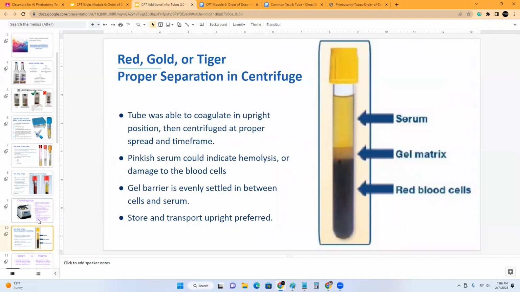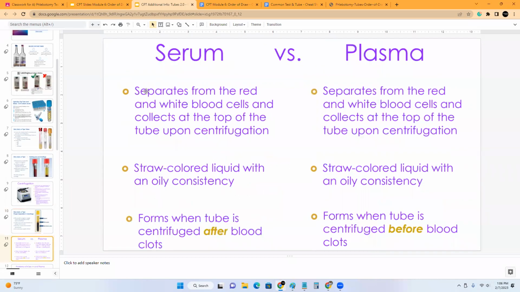Once the centrifuge process is done, it's spun down. The gel actually comes from the bottom up to the middle above the blood cells, separating the serum and those blood cells. It's basically acting as a gel barrier. If the serum is a pinkish color, this could actually indicate damage to the blood cells or hemolysis. So serum separates from the red and white cells and collects at the top of the tube when centrifuged.